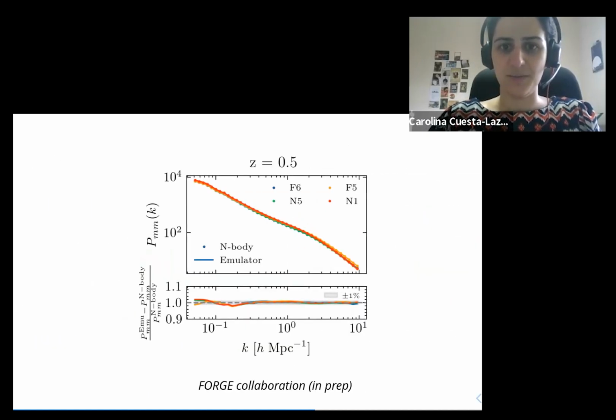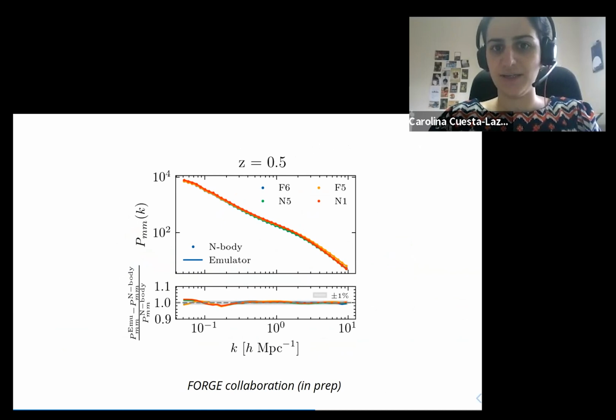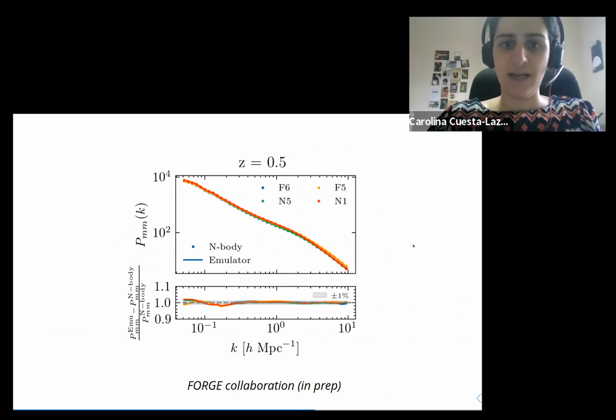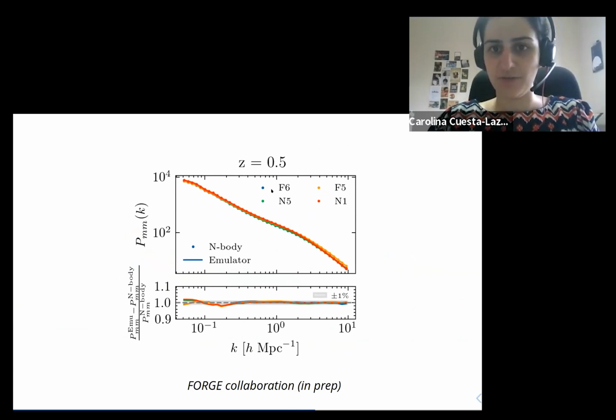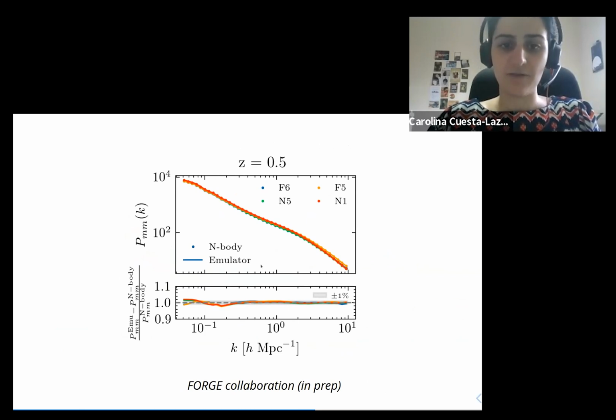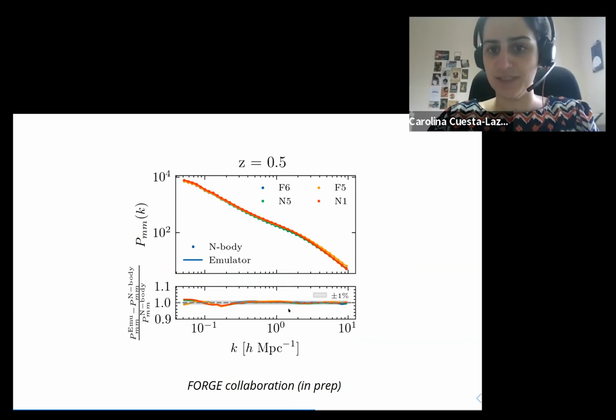I'll show you here some example of how those predictions look like. So again, this is the matter power spectrum at redshift 0.5. And here you see 4 different models, so 2 different parameter values for f(R) gravity and 2 of them for nDGP as well. The error of the emulator is shown on the bottom panel. You can see that it's always within 1%. And you can also see how the different models are varying the power spectrum.